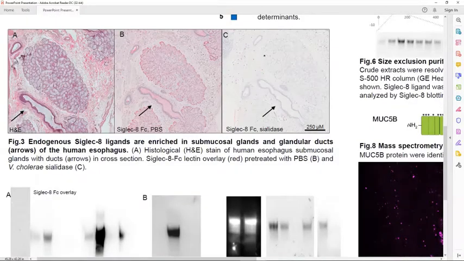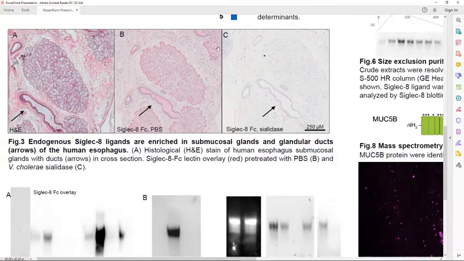To look for the endogenous Siglec-8 ligands in the human esophagus, I first did immunohistochemistry staining. And here I'm just zooming in to show a submucosal glandular structure of the human esophagus. This is an H&E staining. Here you see a glandular duct.